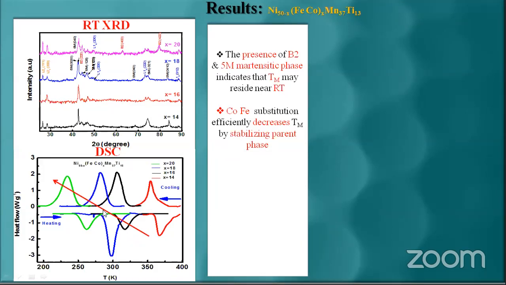If we see in this figure, with increasing iron and cobalt, the transition temperature gradually shifted to lower temperature. So after that, we focus particularly on the x equal to 18 sample as its transition temperature resides near room temperature, and hysteresis is nearly 9 Kelvin lower than the other sample. So combining XRD and DSC results, we conclude that iron and cobalt substitution efficiently decreases the transition temperature. That means the parent phase is stabilized.